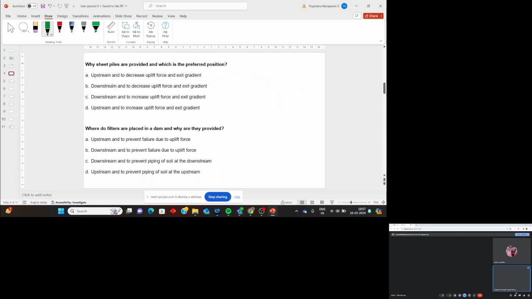Moving to the next question. Why are sheet piles provided and which is the preferred position? You have a dam here, which has a downstream end water table and an upstream end water table, and you have to mention why sheet piles can be provided and where. Downstream. Why downstream? Because water flows up to down, so that's why.